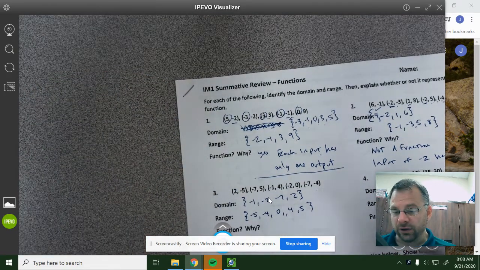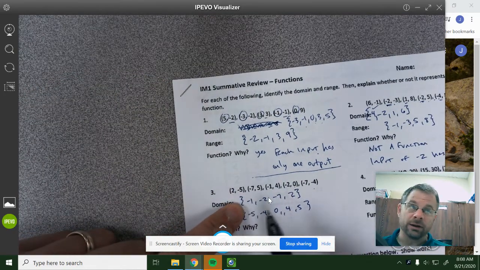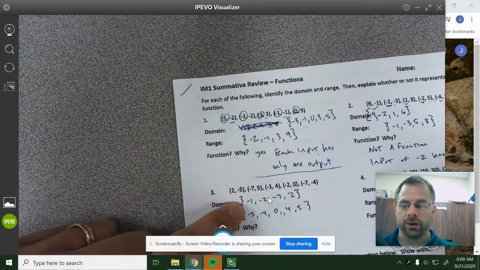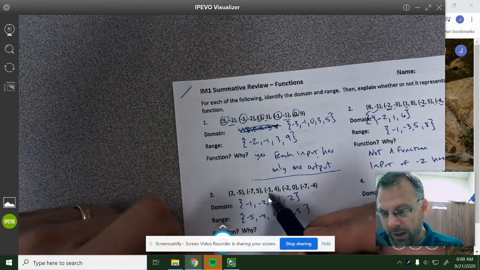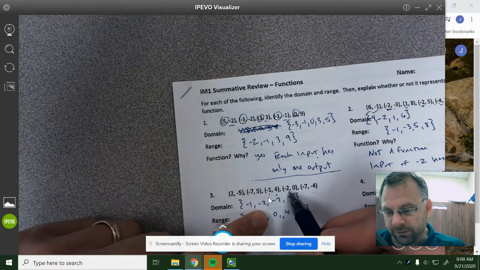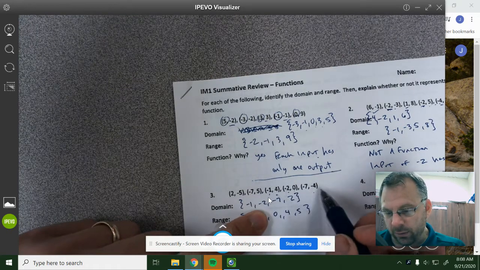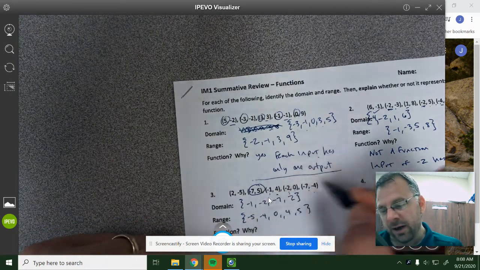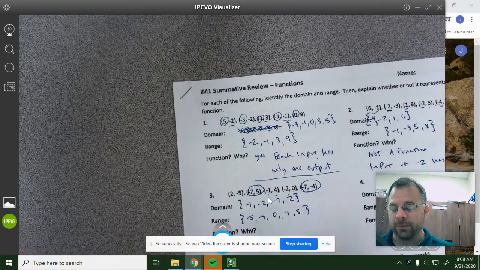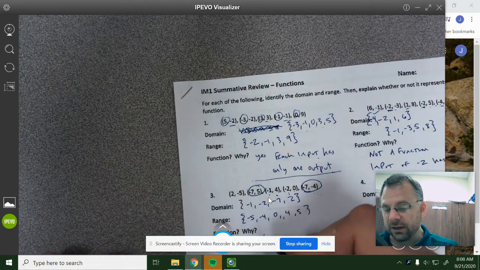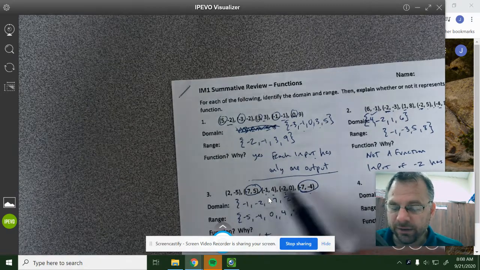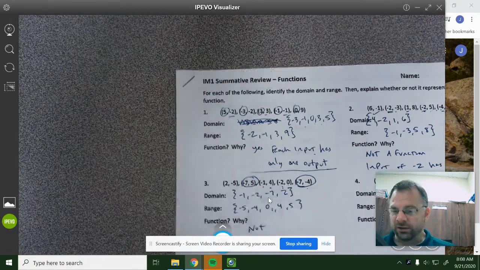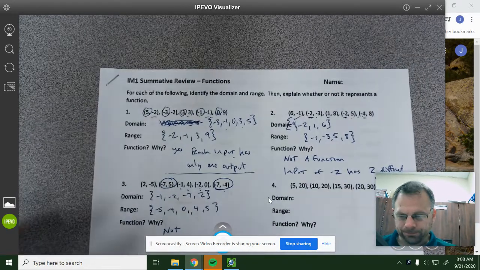Okay, is it a function? I'm going to look at my inputs and see, does every input have only one output? -1 has only one. How about -2? That has only one. How about -7? Aha, here we have a -7 output of 5 and a -7 output of -4. So this is not a function because the input of -7 has two different outputs.